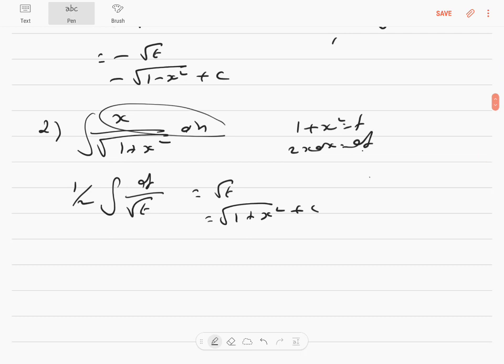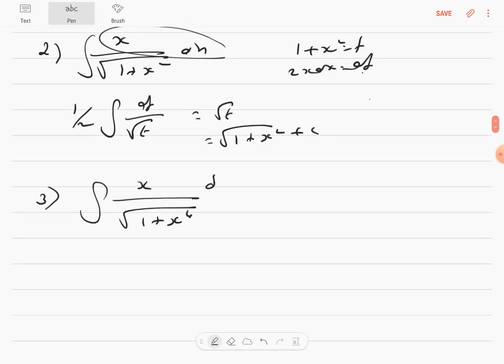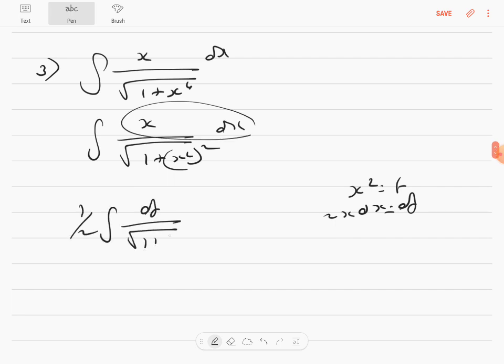The next format is the third one, where you have a linear and a biquadratic, that is, linear and quadratic, therefore you can write this as x by root of 1 plus x square the whole square. In this case, if you assume x square as t, 2x into dx will become dt, and x dx is there, so it's dt by 2 root of 1 plus t square.